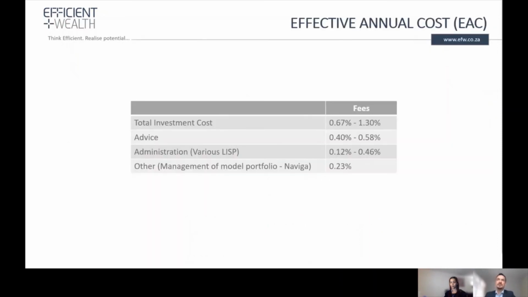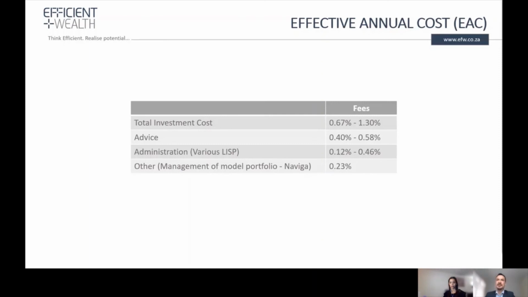All service providers also need to quote the effective annual cost. So this is all fees related to the investment. It includes the total investment cost, like we discussed in the previous slides. It includes the advice fee, administration costs for the admin of the investment, as well as other fees. In this case, it will be a model portfolio fee for Naviga.